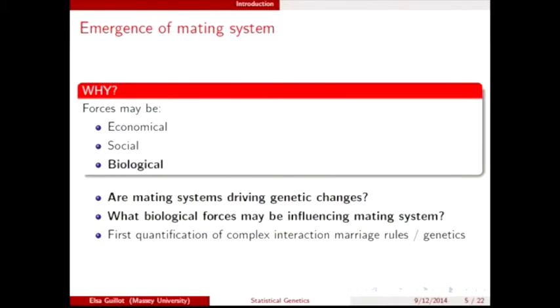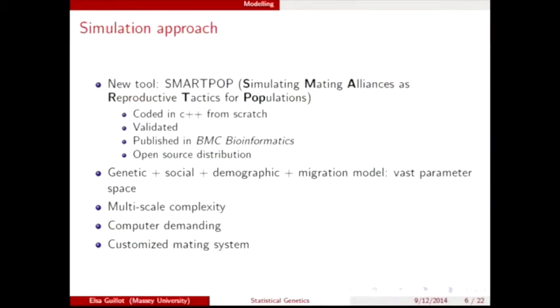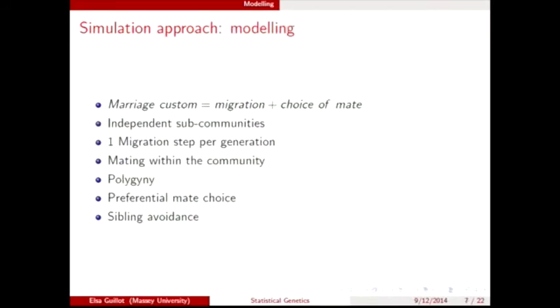So for the first time, kind of, we're going to quantify the complex interaction between marriage rules and genetics. So it's a complex system, as you must be aware. And so I took a simulation approach. I had to code my own simulator, because there's a lot of things to program. It's an individual-based model coded in C++ from scratch. Basically, it's really fast, and I can model all my multi-layer complexity from the individual having DNA transmitted from his parents, living in a population, marrying certain kinds of people, migrating, evolving through time. So that's quite complex. I can also have some demographic effects. It's quite computer demanding. But then I can do all the mating systems I want.